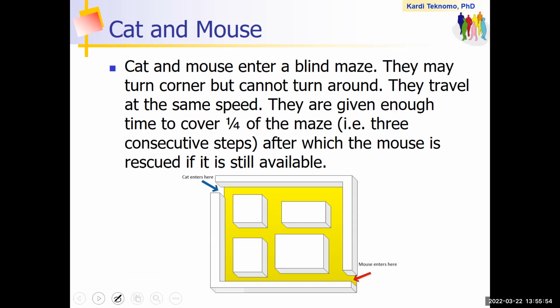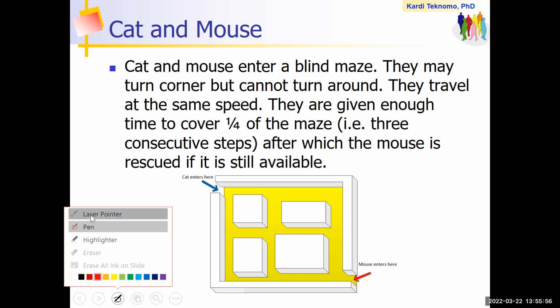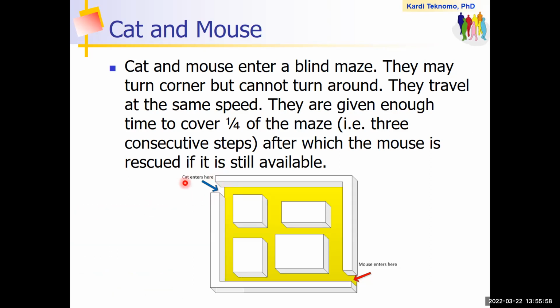Where is the point? Yeah, the cat will enter from here. And then the mouse will enter from this. They may turn into a corner but cannot turn around, so they cannot go back. That's the rule, because it's very narrow.